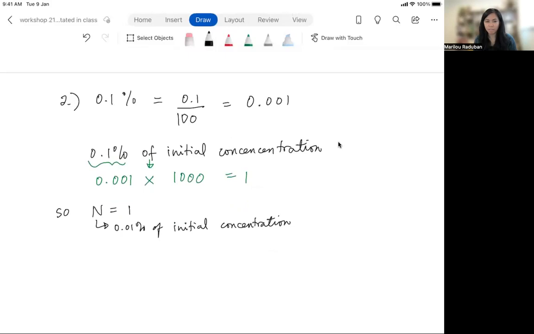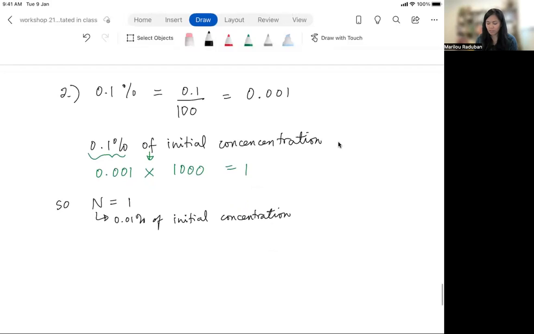Okay, so this is the first hurdle in the problem, which is probably the most important: figuring out what the concentration is when it says 0.1% of the original or the initial concentration. So then your equation, n is equal to N0 times 2 exponent minus t over tau.